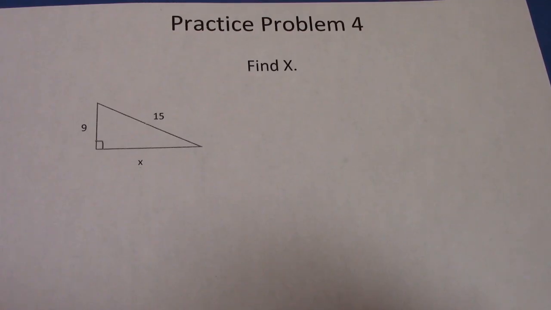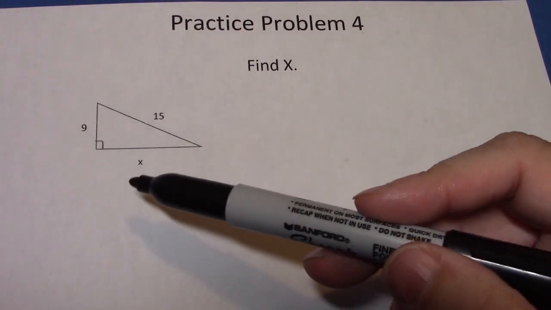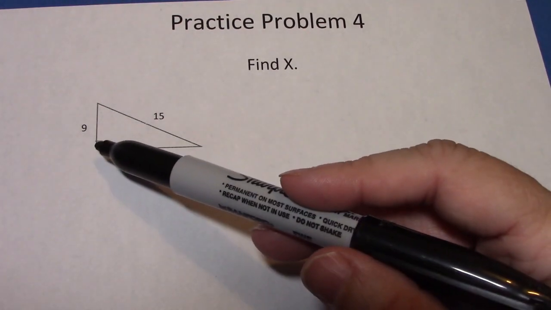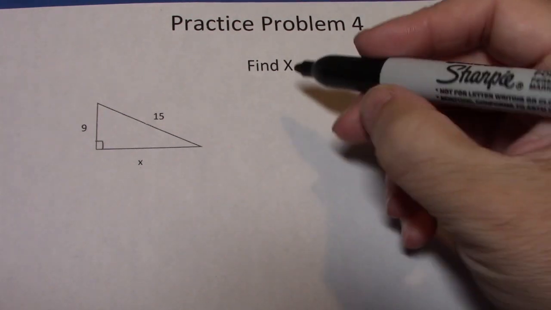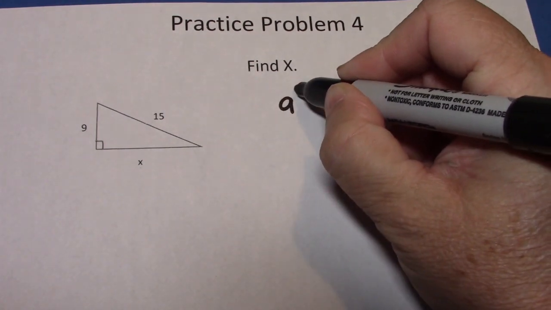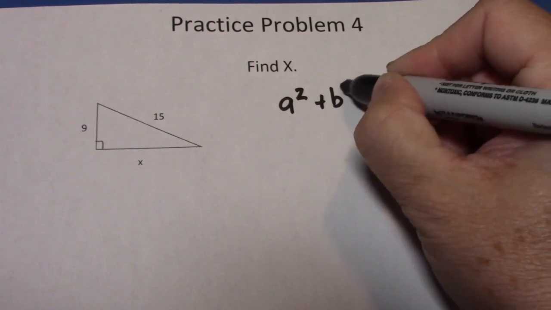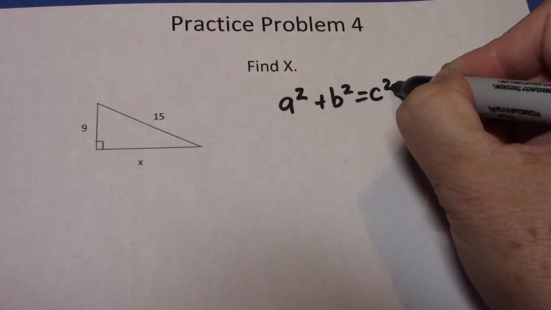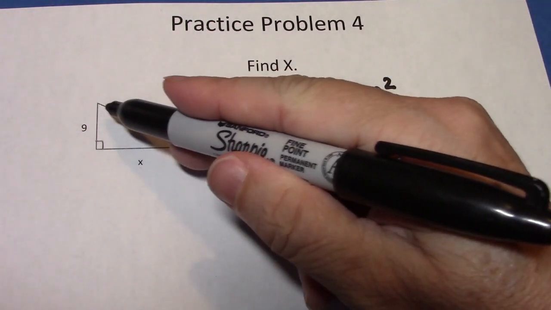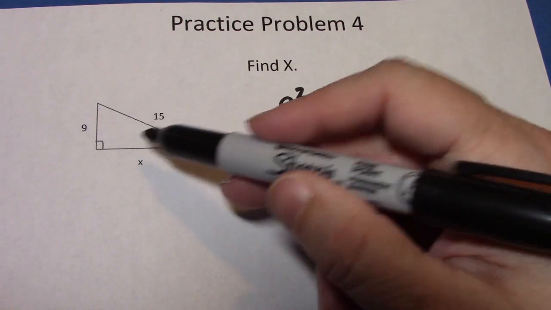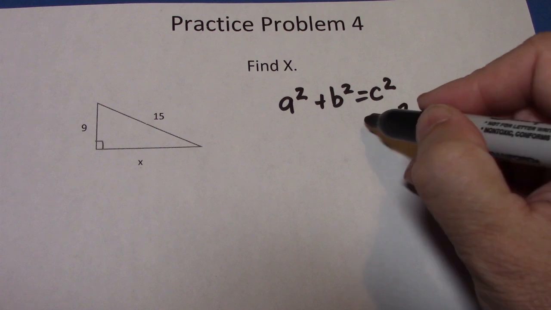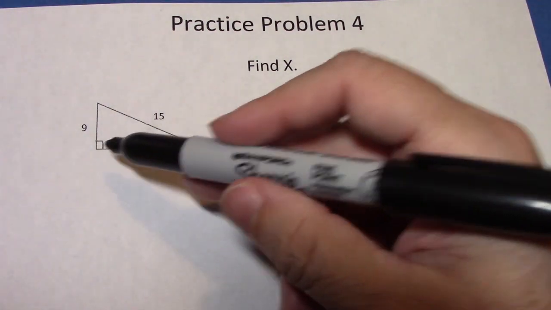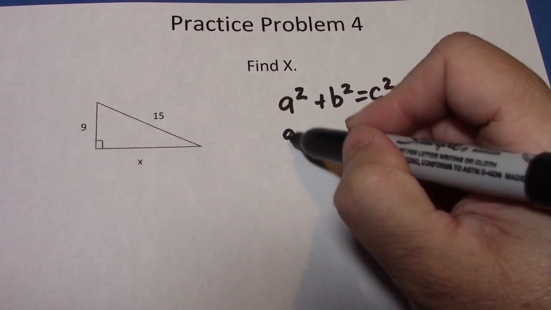Problem 4 just says find x. So here's x. We know this is a right triangle because of this square that's drawn into that angle. So we know that we can use the Pythagorean theorem. A squared plus b squared equals c squared. C squared always has to be the hypotenuse. That's the long side that's across from the right angle. So that will be 15. This can be either a or b.